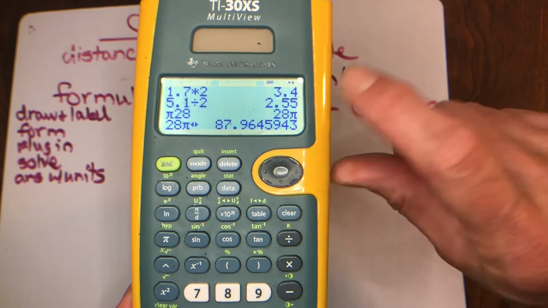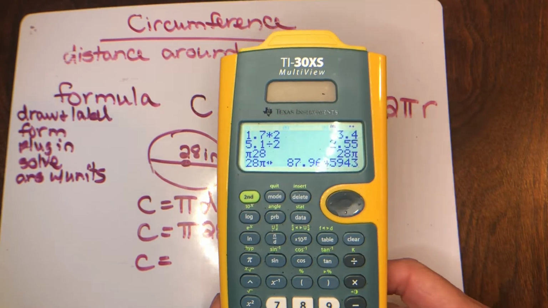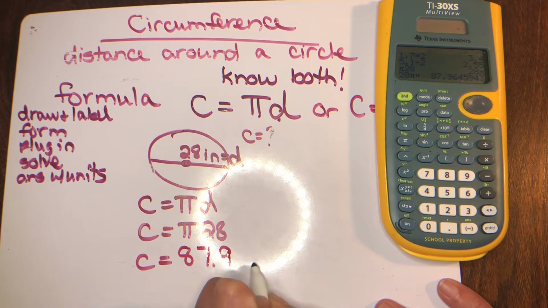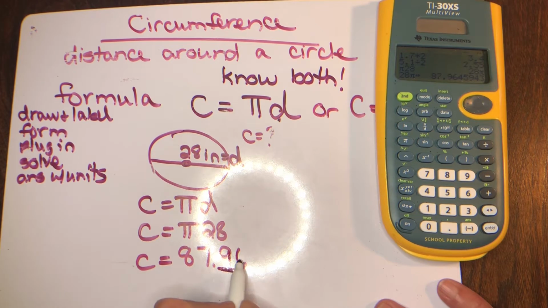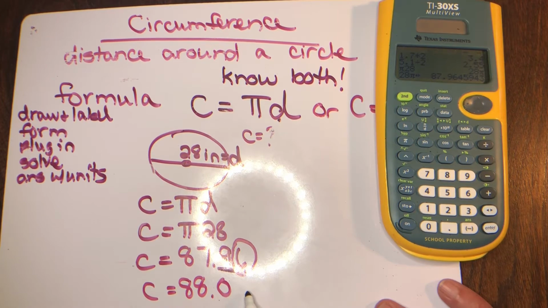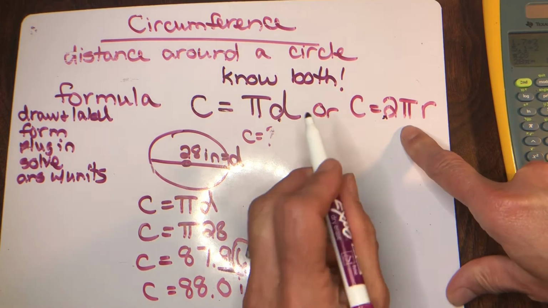So 28 times 3, 30 times 3 is almost 90. That makes sense. You got 87 point something. And they're asking us to round this to the tenth, so we get a nice, good lesson on rounding. Underline the tenths place, circle the place to the right. Look at the circled number. Is it 5 or above? Yes. So remember, 5 or more, raise the score. So we want to raise the score of the 9. That turns it to 10. So that's 88.0 inches.